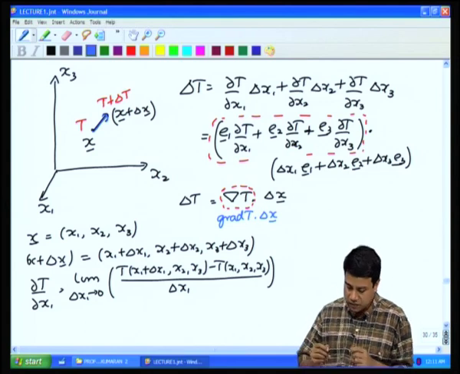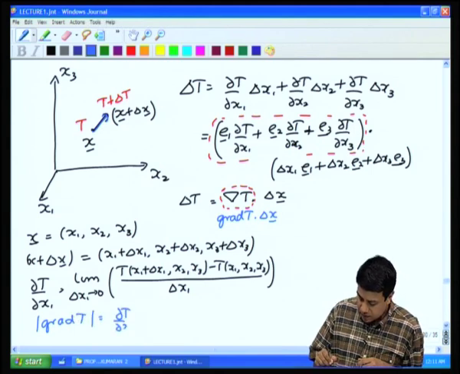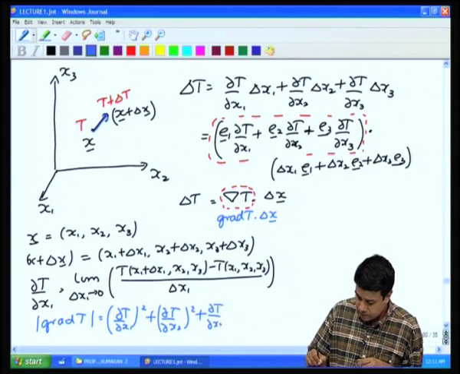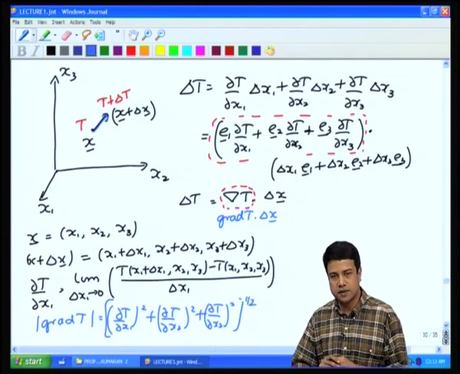That means that the magnitude of grad t is equal to partial t by partial x 1 the whole square plus the other two squared terms, the whole to the half power. This is independent of coordinate systems used, and it has a direction also that is independent of coordinate systems used.